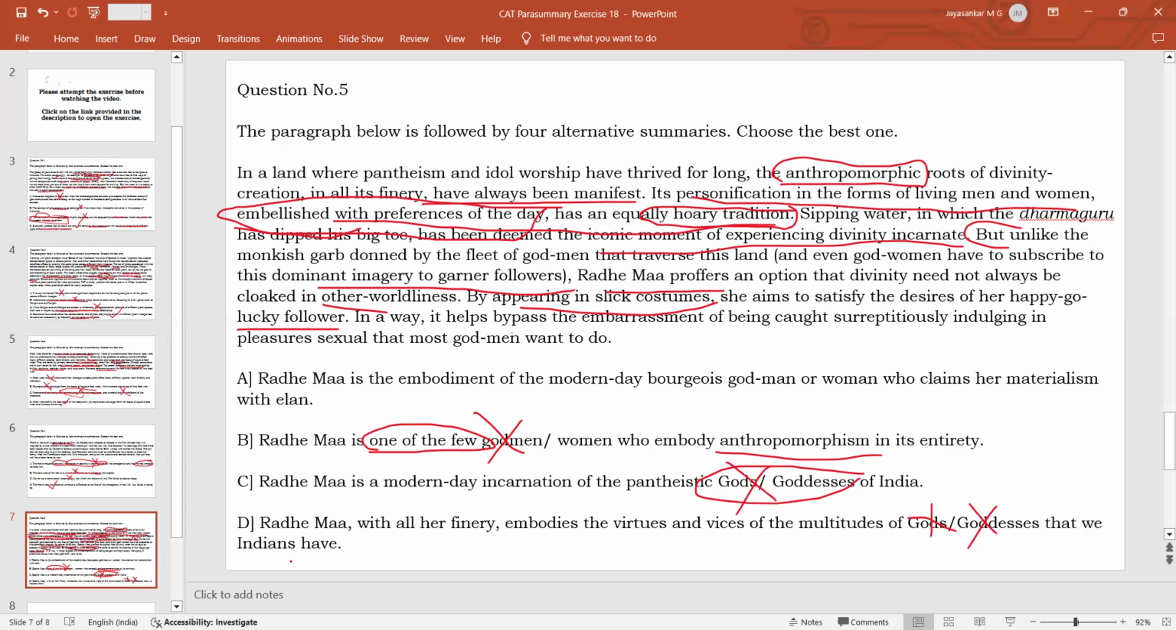And one more problem is there here. The passage is not saying anything about India. It says "in this land", and we are assuming that when we talk about this land, we are talking about India, whereas the passage does not specifically say that. So that is why the gods and goddesses and India options are wrong. So B, C, and D are all wrong. A is the only correct answer, and it is a good summary of the passage.